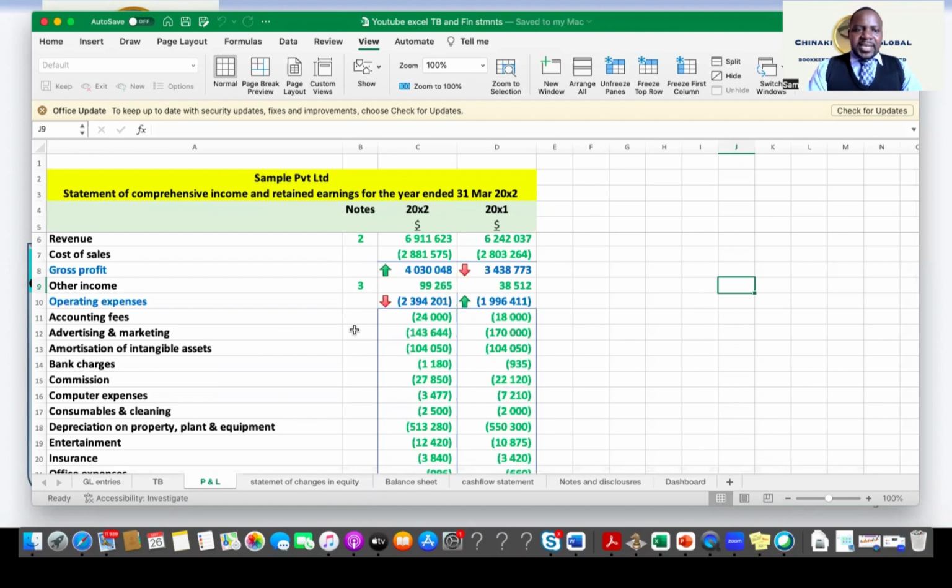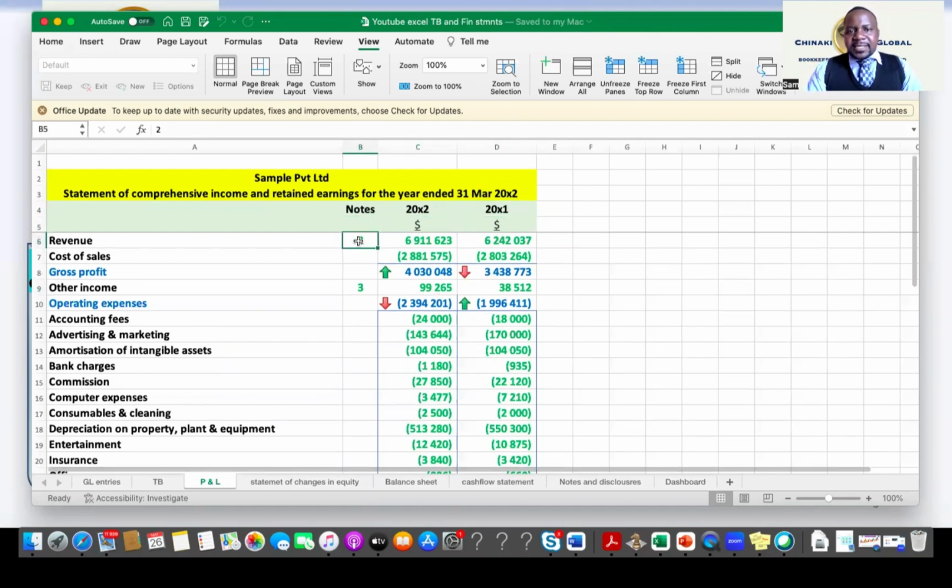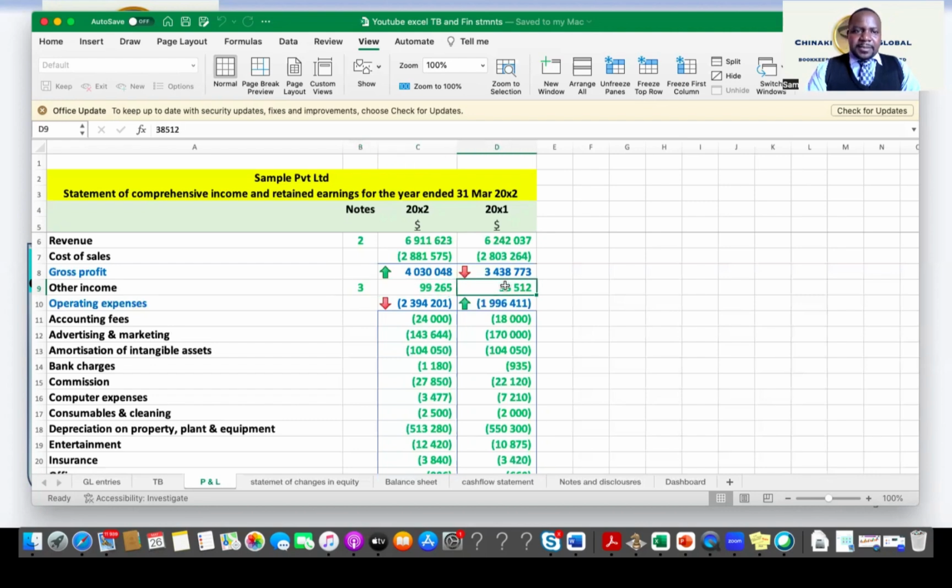I was just illustrating two financial periods. We have year one and also year two, and another column for notes. These notes are references which can take us to the notes and the disclosures where we have done some calculations of these figures.